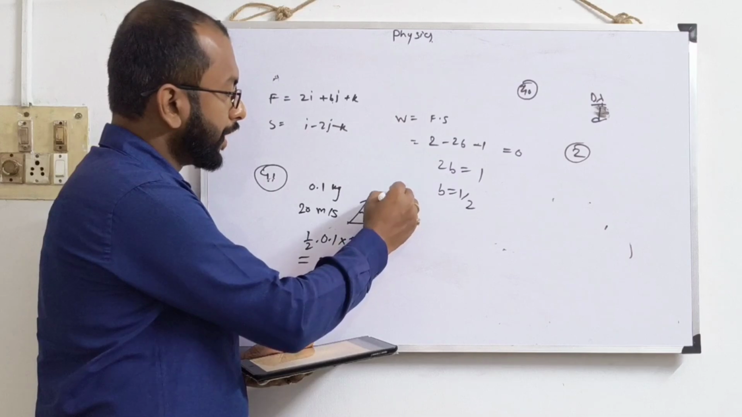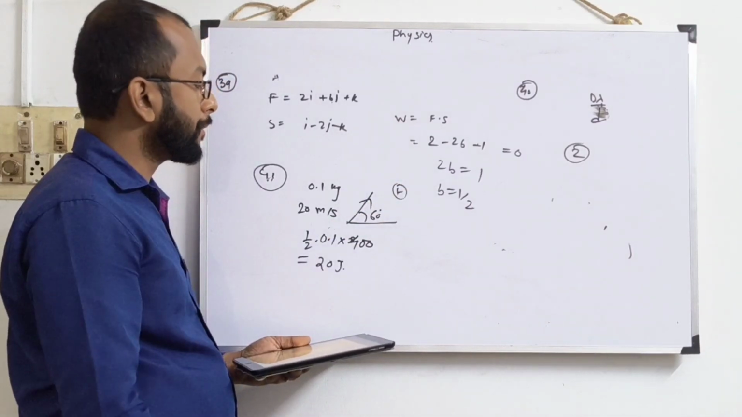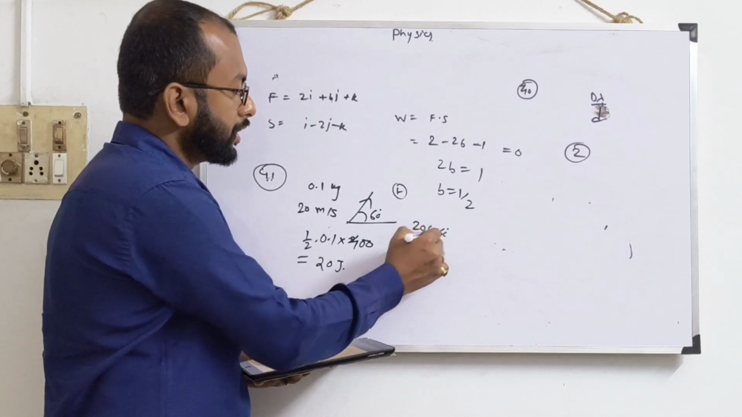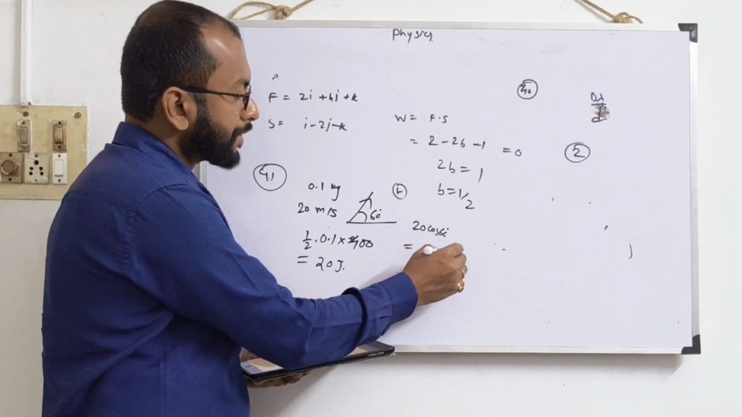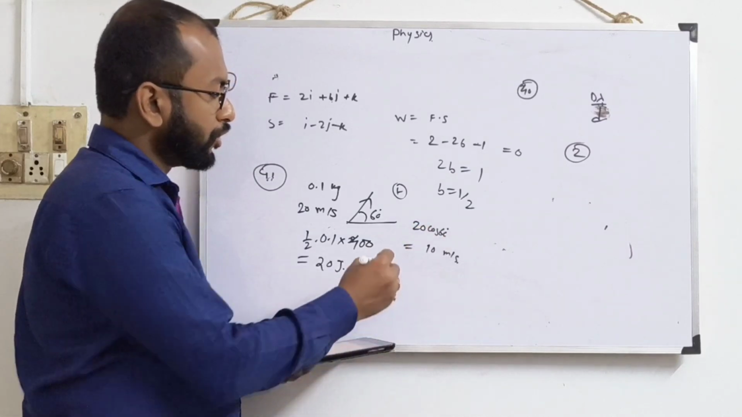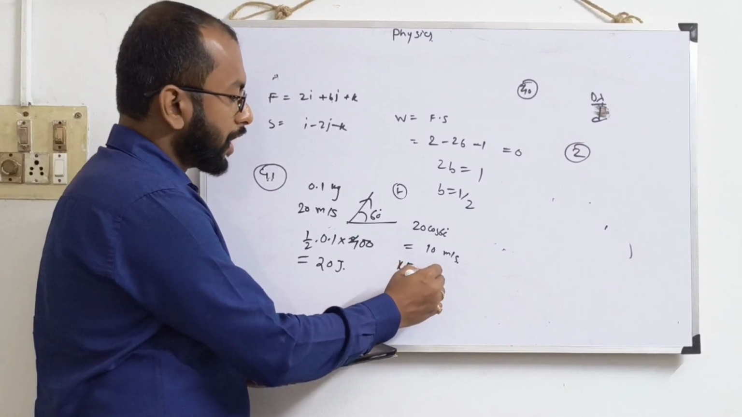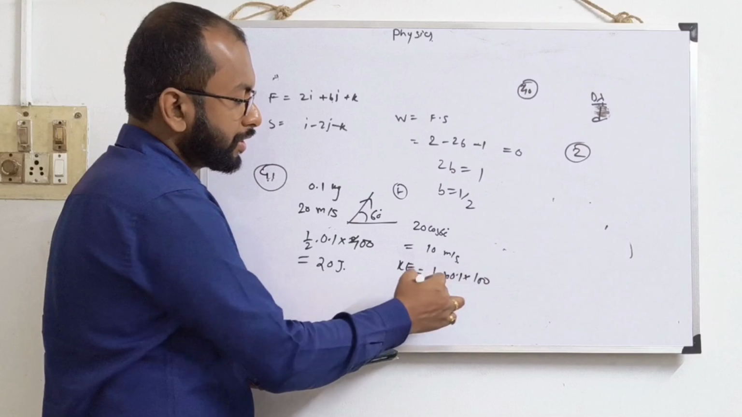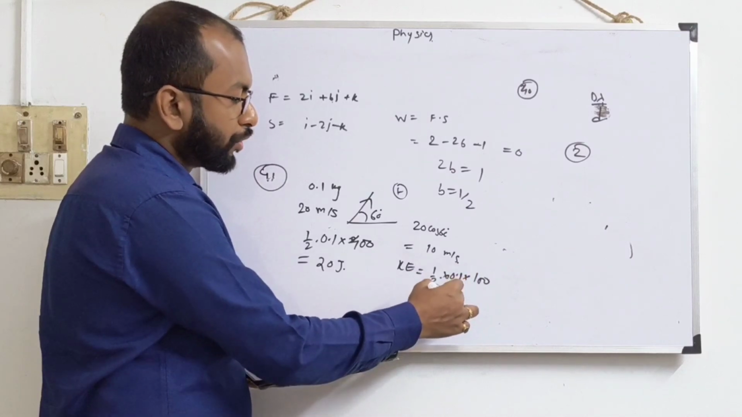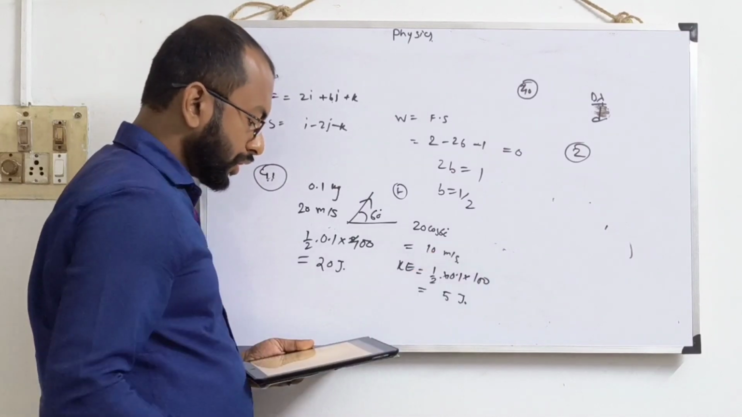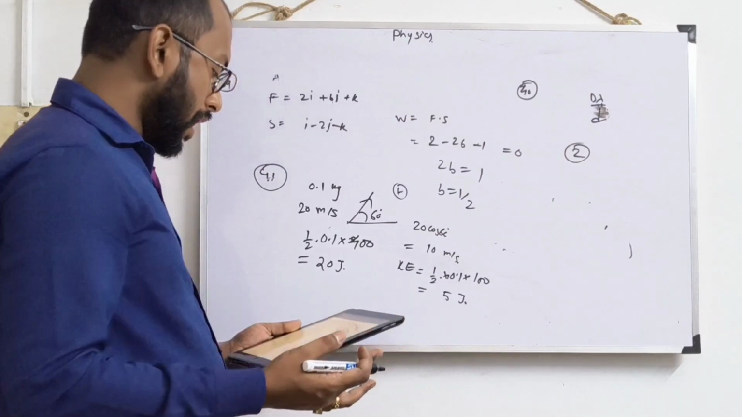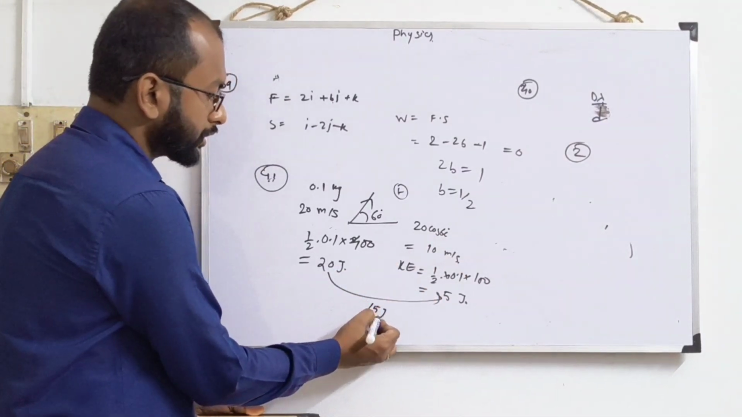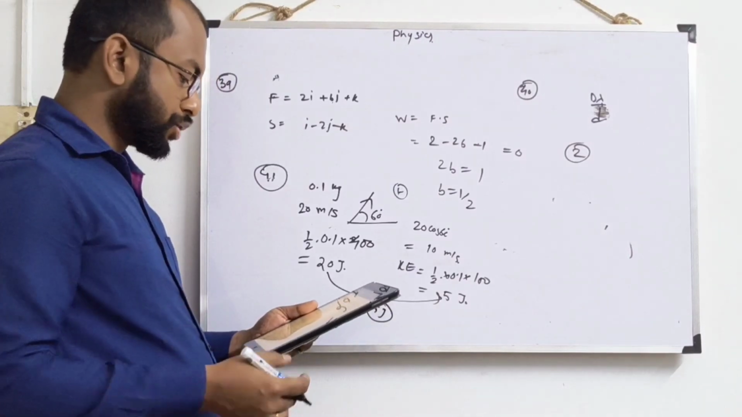At the highest point, the entire velocity will be the horizontal component of the velocity. The horizontal component is 20 cos 60, that is of course 10 meter per second. So at the highest point, the kinetic energy will be half of 0.1 into v square, that is 100. So 50 into 0.1, that is 5 joule. So the decrease in the kinetic energy is from 20 to 5, that is a decrease of 15 joule. That is the answer. Answer is 2.